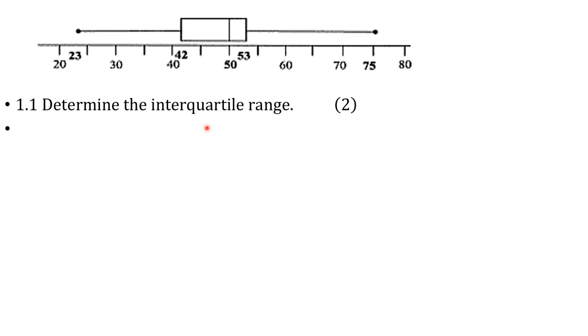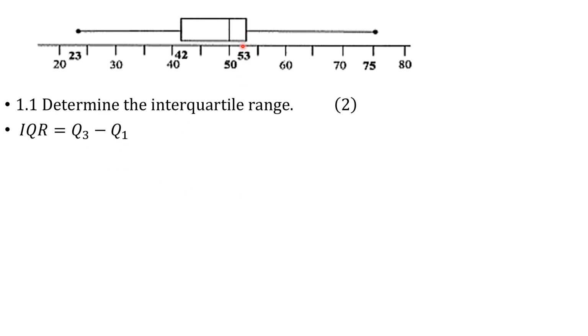1.1, determine the interquartile range. For interquartile range, I assume you remember the equation reads quartile 3 minus quartile 1. We can also say semi-interquartile range, then we're going to say quartile 3 minus quartile 1 divided by 2. They just want interquartile range, so quartile 3 minus quartile 1.